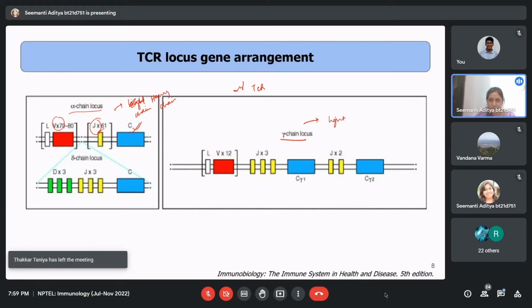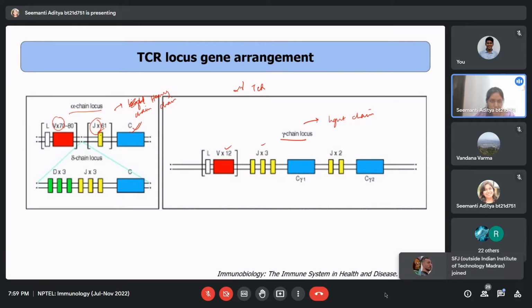Why am I saying so? It is on the basis of the number of repeats that the V segment and J segment have. You see, the V segment and J segment have a lot of repeats in the alpha chain, so the alpha chain has to be a lot longer than the gamma chain. Here we'll have V and J as 70 to 80 segments and 61 segments respectively, and apart from that, we have a constant region as well. In the gamma chain, we have V segment and J segment as 12 and 3 respectively.